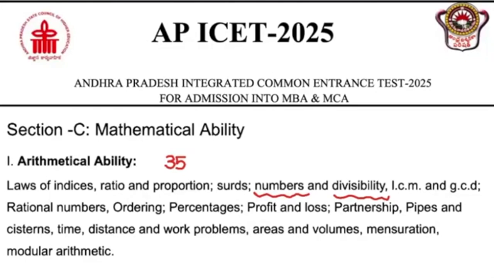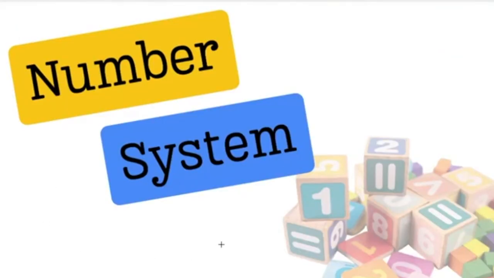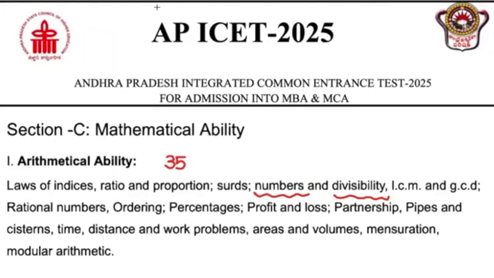I have a clear idea of how to take up the sessions and proceed in order, so that students can easily understand all the topics. So let's look at the first module, that is number system. I am starting from here, numbers and divisibility.